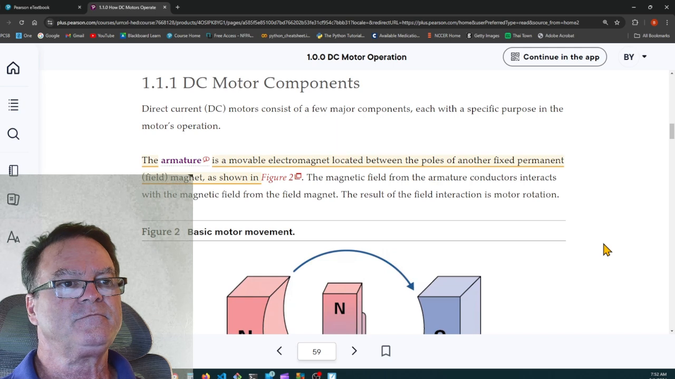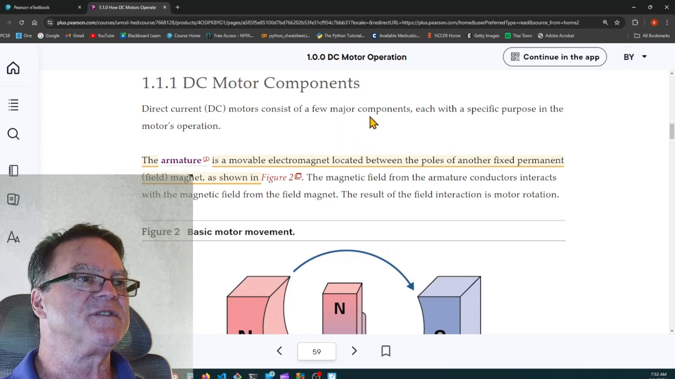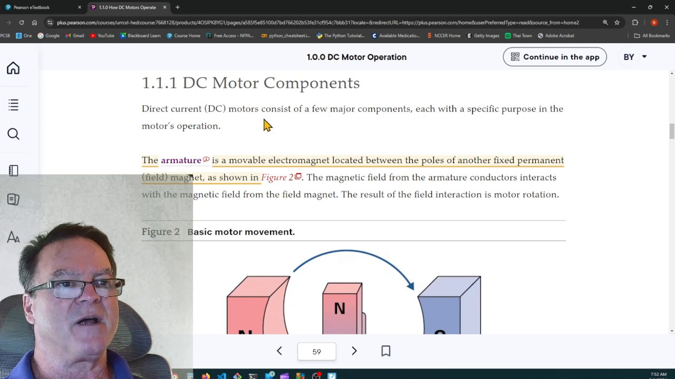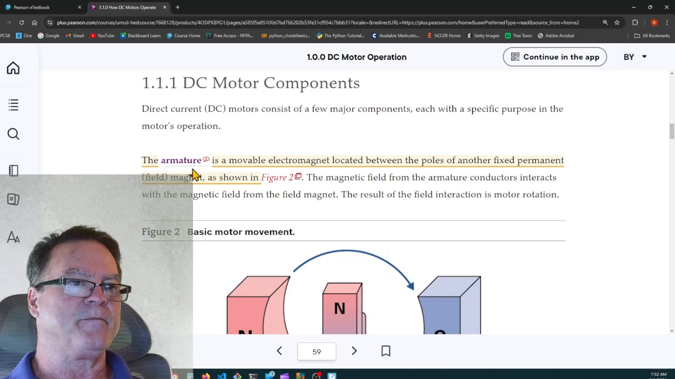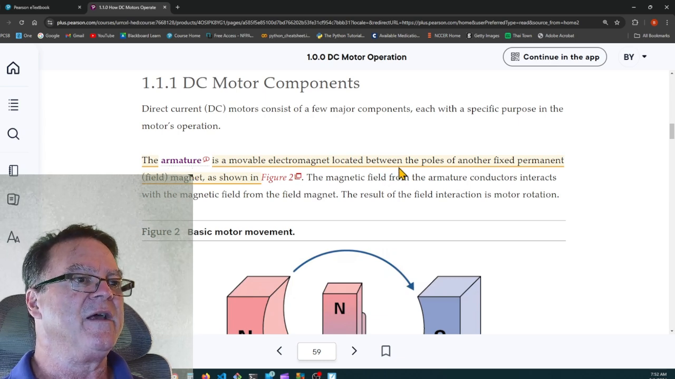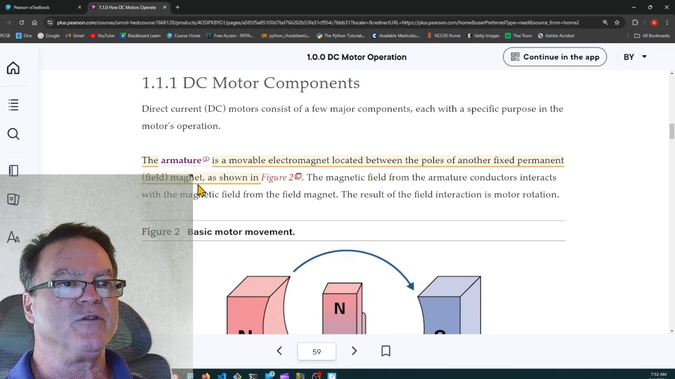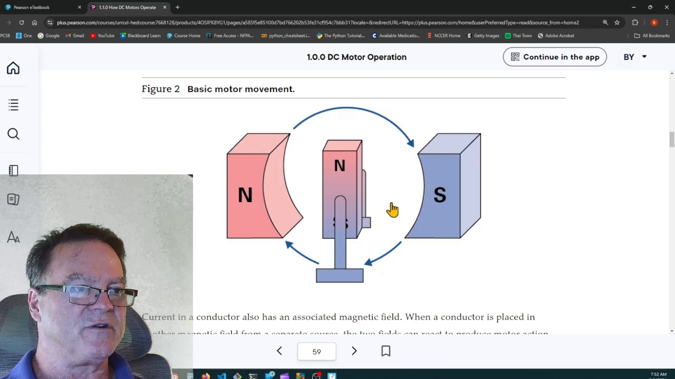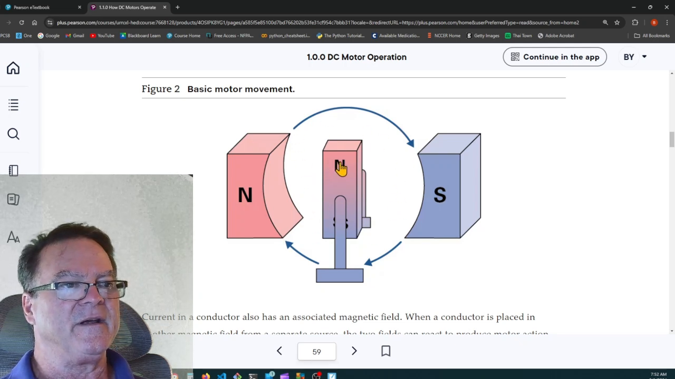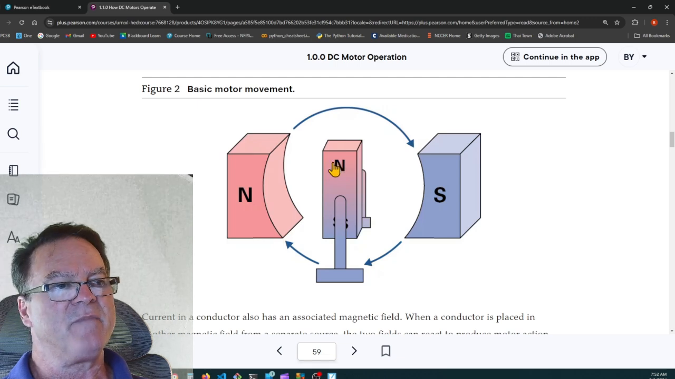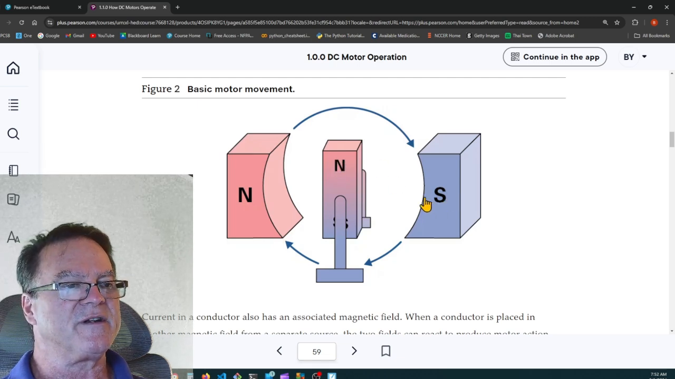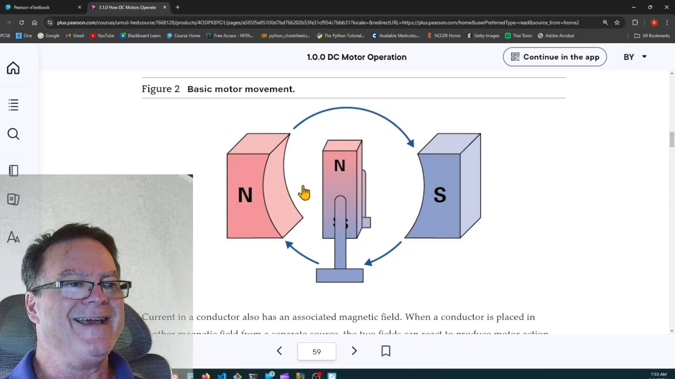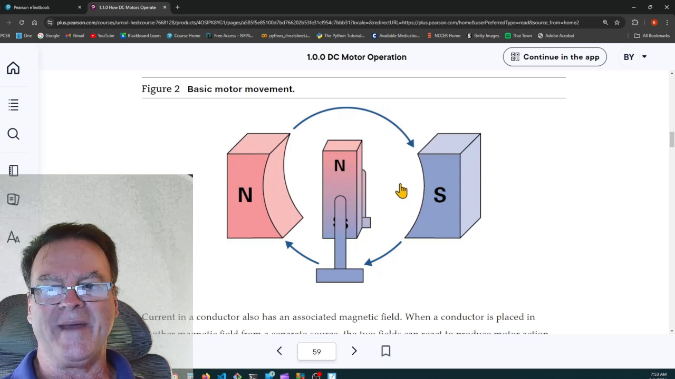So, direct current motors consist of a few major components, each of which with a specific purpose in the motor's operation. The armature is a movable electromagnet located between the poles of another fixed permanent field magnet as shown. They call these the field magnets, and this is the armature magnet. And if we let go of this magnet, it's going to spin until the north is attracted to the south and the south pole is attracted to the north. And that's where this is going to stay and remain there.